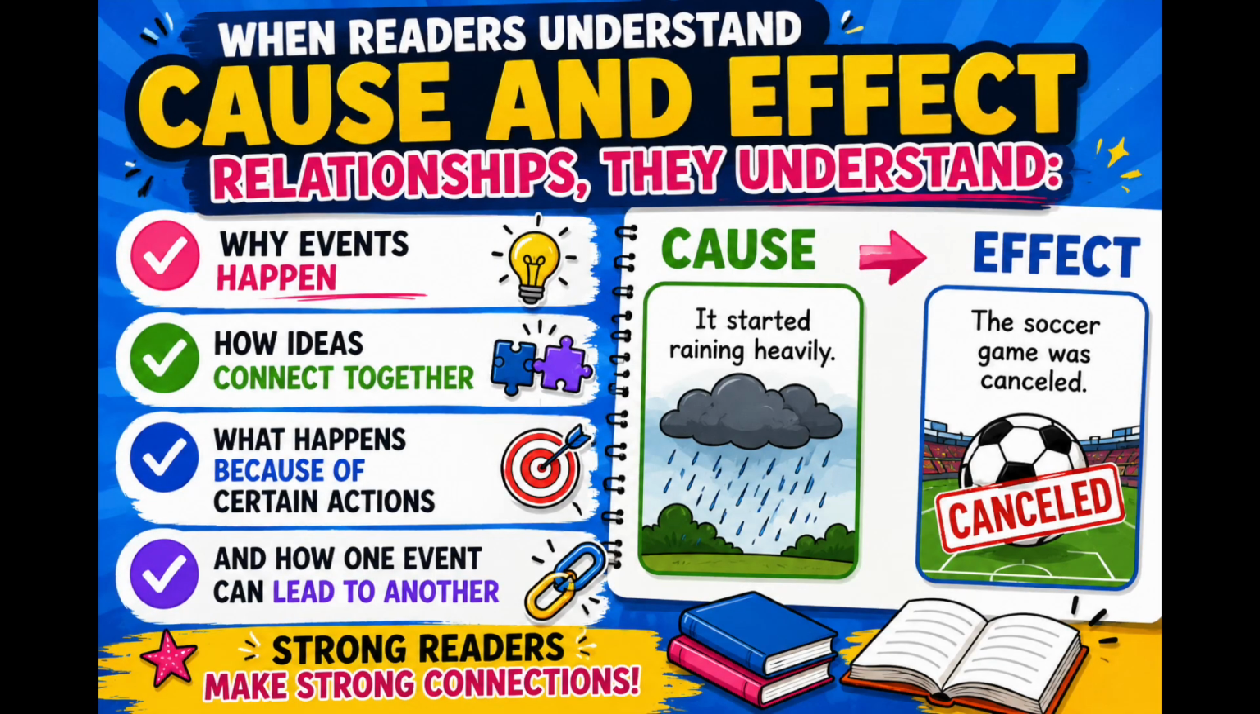When readers understand cause and effect relationships, they understand why events happen, how ideas connect together, what happens because of certain actions, and how one event can lead to another event. This skill is especially important because students can see cause and effect questions in reading assignments, classroom discussions, science and social studies articles, state tests, and writing responses. By the end of today's lesson, you will know how to identify cause and effect while reading and explain relationships between events clearly. So let's get started.